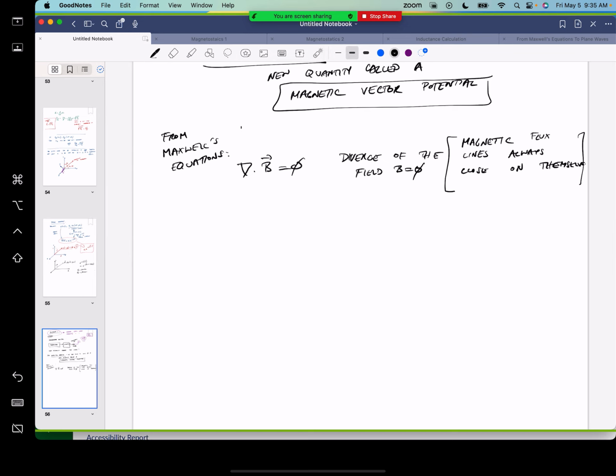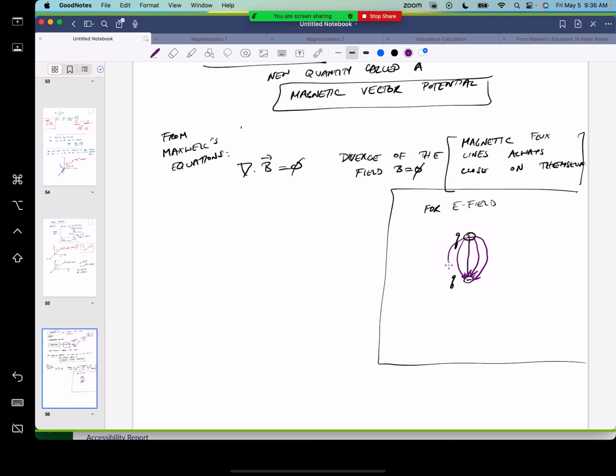So for an electric field line, so for E fields, as an aside, you can have a charge, positive or negative, and you could have electric field lines starting at one and terminating at the other, because there is such a thing as an isolated electric charge. So you can have a beginning and end for electric field lines. But for magnetic field lines, there's no such thing that we've found so far as an isolated magnetic charge.